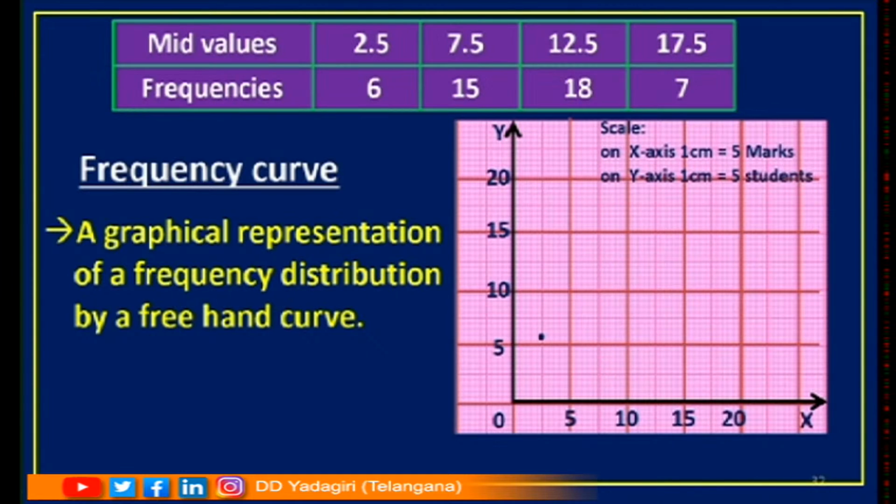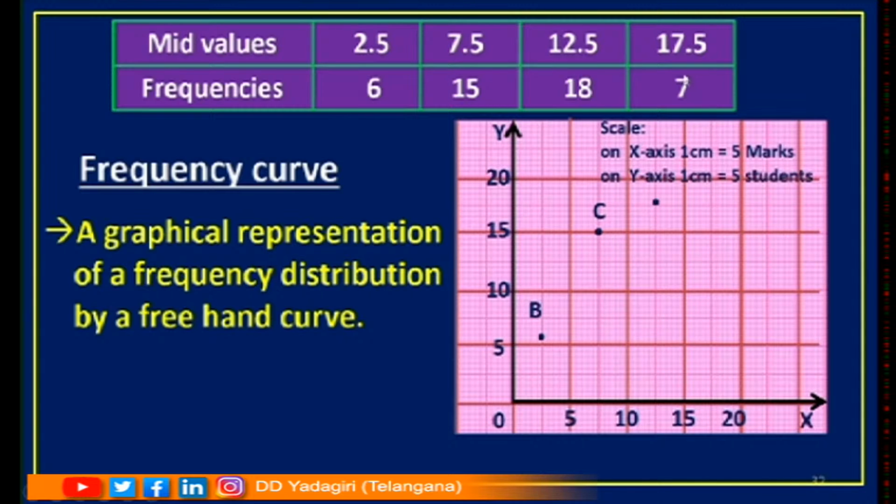I am taking a question here: 2.5, 6. So where will this 2.5 come? Yes, between 0 to 5, 2.5, 6 after 5, the second line. So I am getting the point here. I am taking the first point as B. Second point 7.5, 15. 7.5 will be between 5 to 10, yes you will get 15 directly, I am taking the point as C.